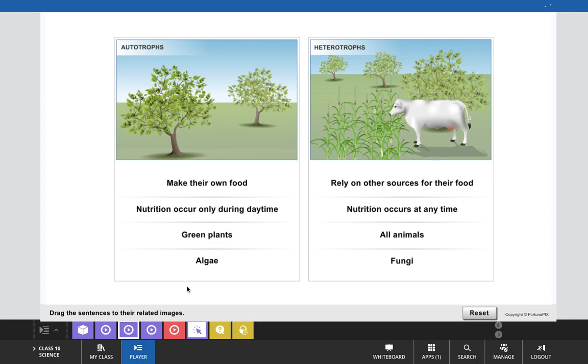Excellent. Now, these are the important differences or comparison points that we have discussed in this class again in revision form. Autotrophs make their own food, but heterotrophs rely on other sources for their food. In autotrophs, nutrition occurs only during daytime, but in heterotrophs, nutrition occurs at any time. And in autotrophs, green plants and algae come, but here all animals and fungi come.